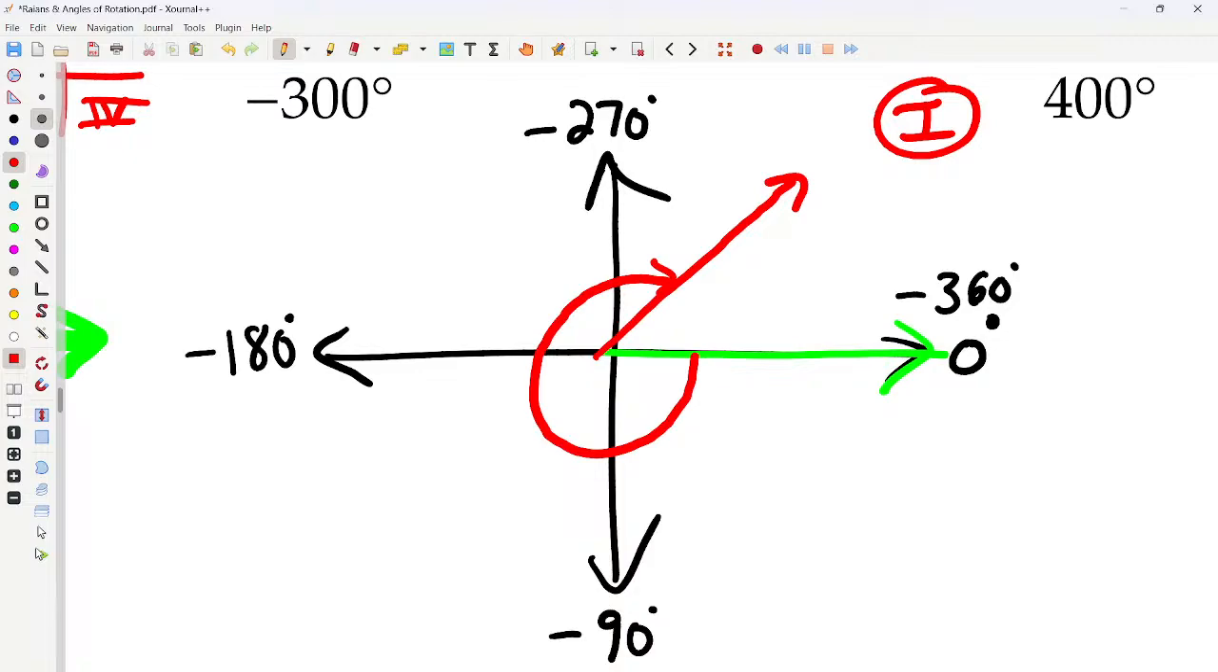Hands down. Put your hand up if you say negative 30. Hands down. C, positive 60. Hands down. And D, negative 60. Cool beans. All right. So 2 of us got it right.